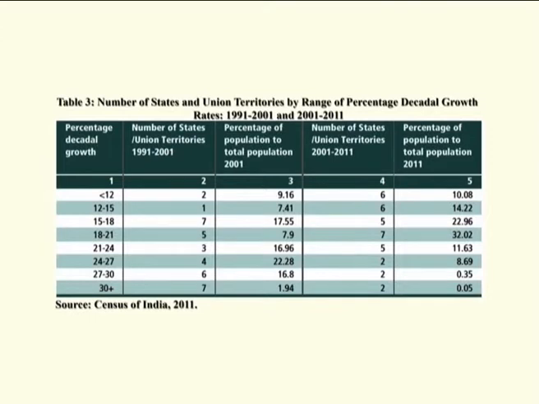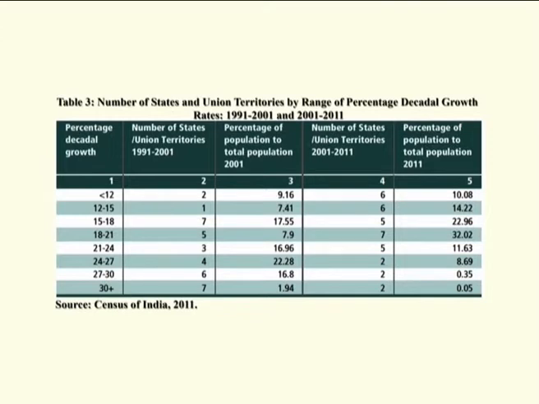The table shows that the number of states with percentage decadal growth rates below 18%, which is the current national average, has increased substantially from 10 in 1991-2001 to 17 in 2001 to 2011, while the number of states with more than 18% growth rate has reduced from 25 to 18. The states with slower growth rate than the current national average of 18% were having about 34% of the country's population, which has now increased to about 47% of total population of the country.